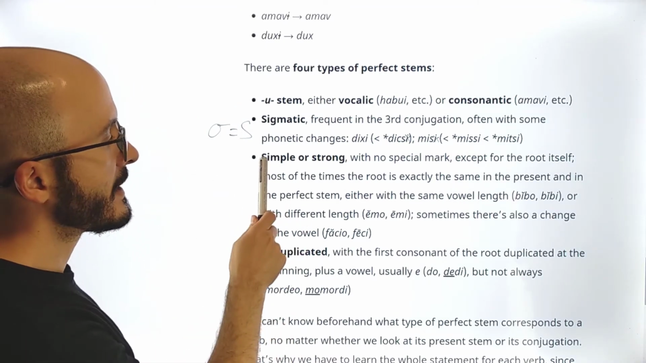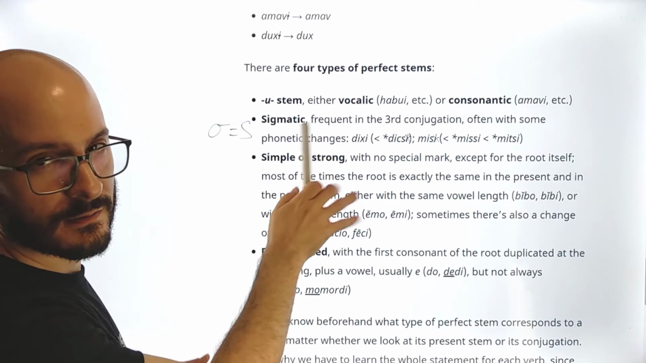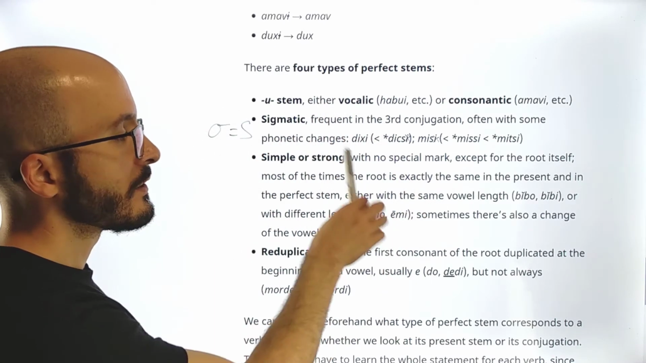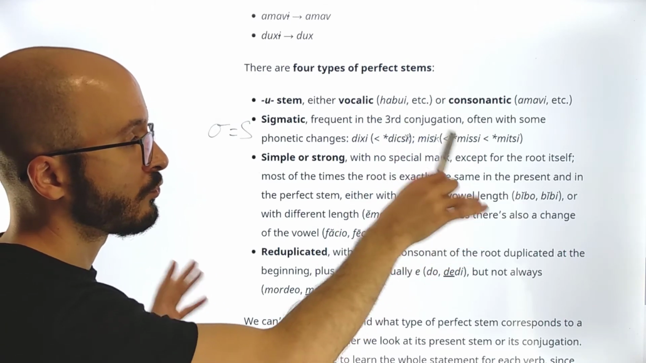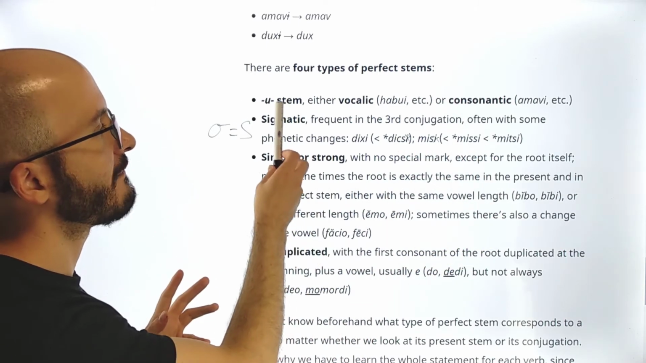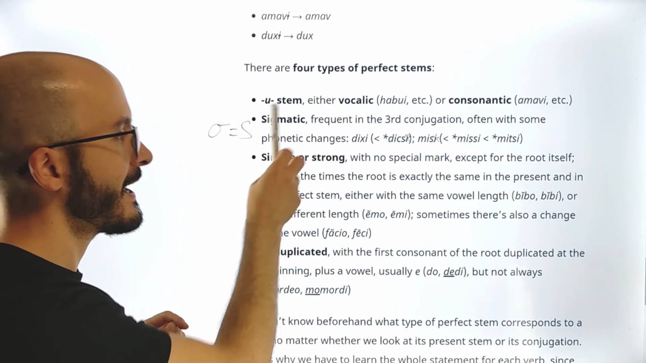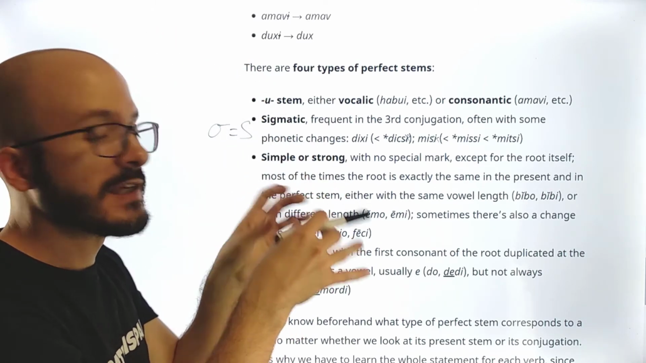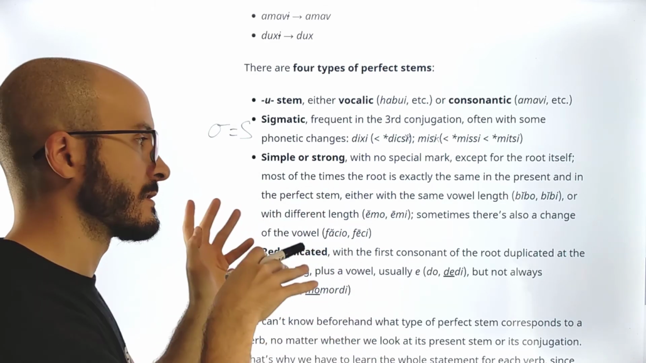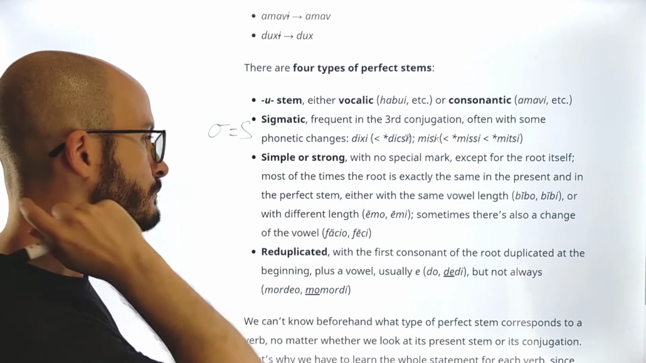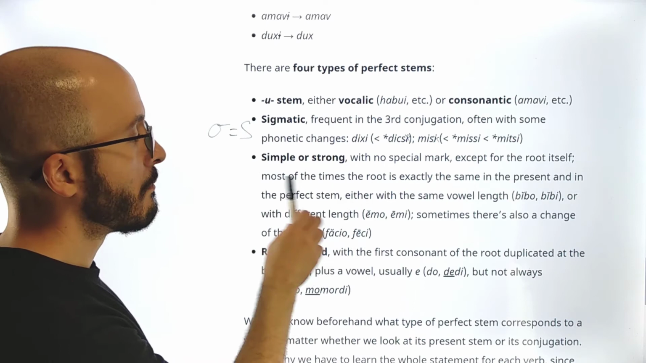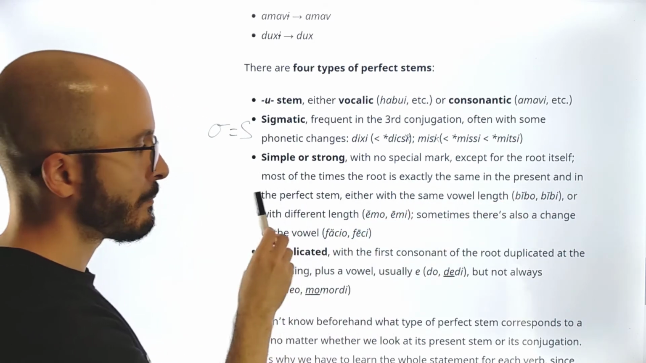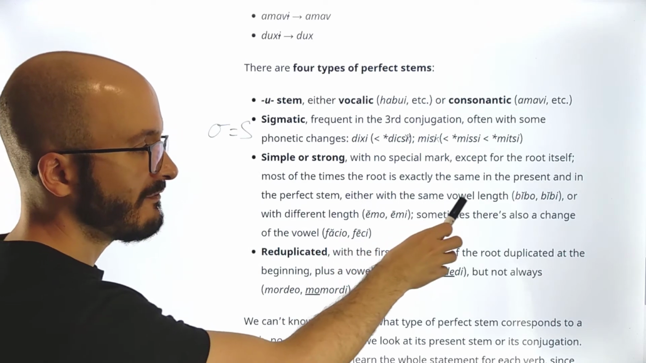Then there is the simple or strong perfect stem. It is the same thing, with 2 names and no special mark except for the root itself. Like we don't have a u, we don't have an s. It is the root itself which says this is the perfect stem, not the present stem or any other stem. Okay? So we see that most of the time the root is exactly the same in the present and in the perfect stem, with the same vowel length.